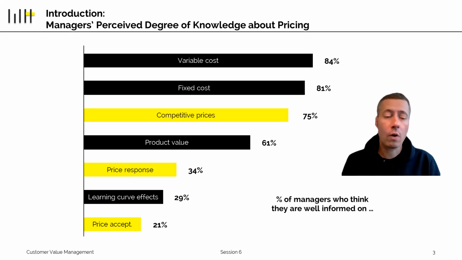But then only 1/3 know anything about price response, which is the question how demand changes when we change price. Only 30% know about learning curve effects, and even only 1 in 5, about 20%, know anything about price acceptance. Price acceptance means what is the price that we can charge until customers still buy, or to put it differently, above which price customers would no longer buy.